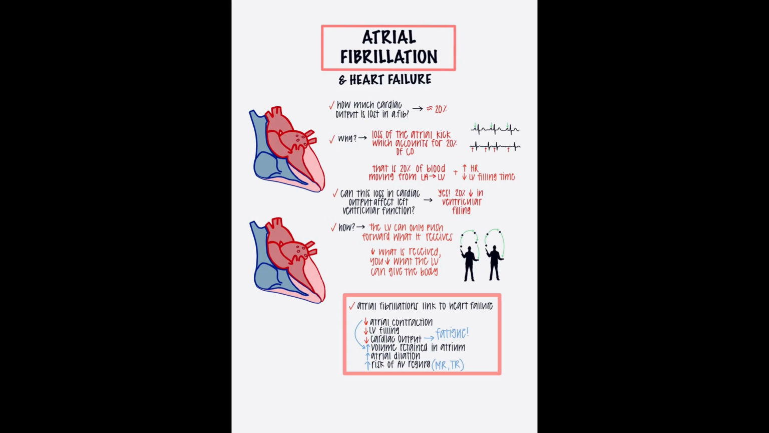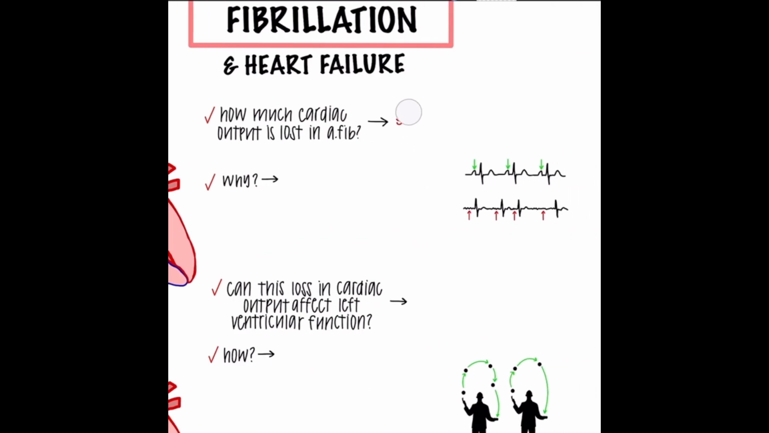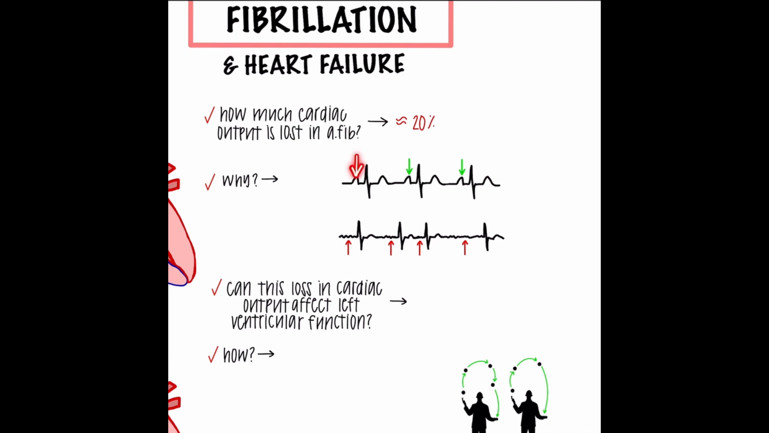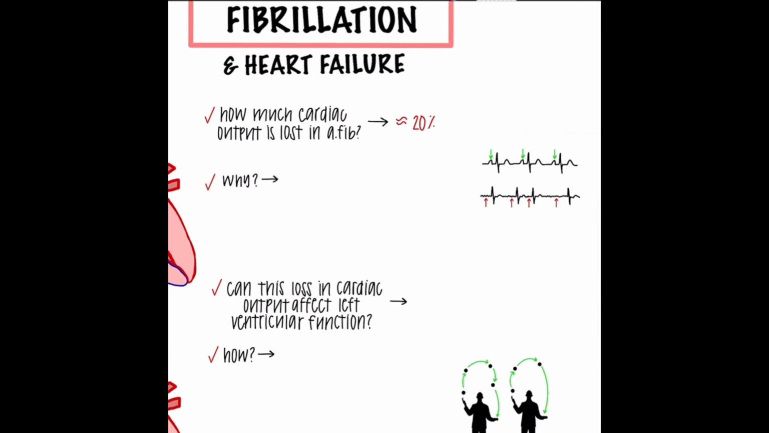Welcome to an overview of how atrial fibrillation is related to heart failure. First, you need to understand that about 20% of cardiac output is lost in AFib. If you look at the EKG, you see that you lose your P waves from sinus rhythm to AFib. Now you have these fibrillatory waves, and that's where the atrial kick is really lost. So why does this happen?